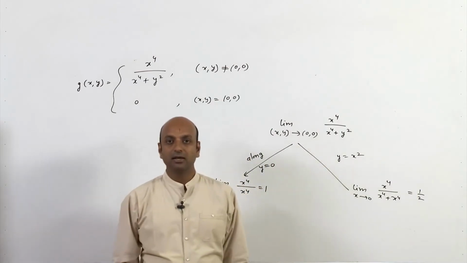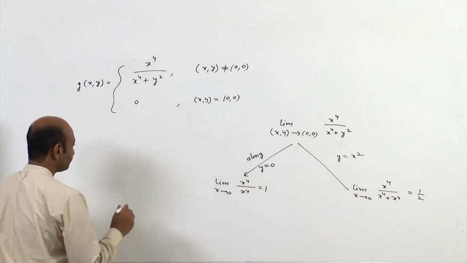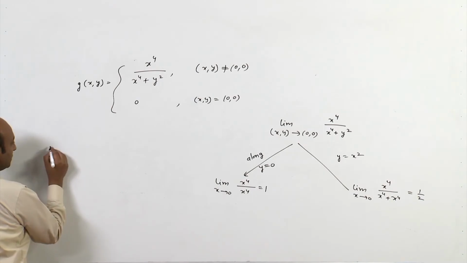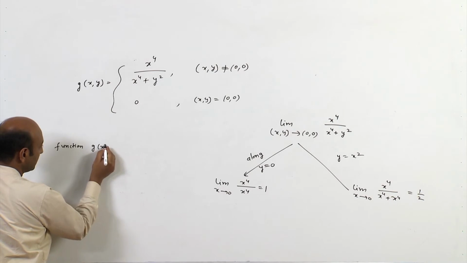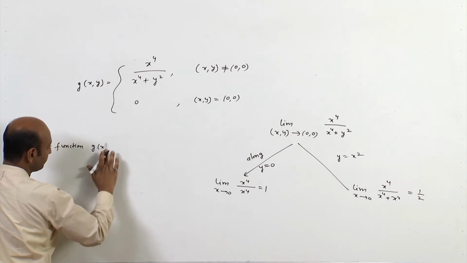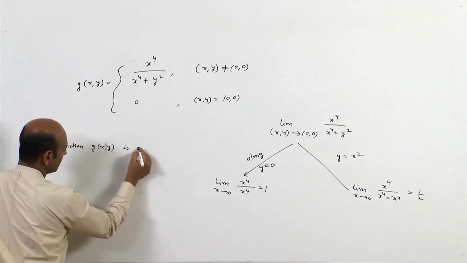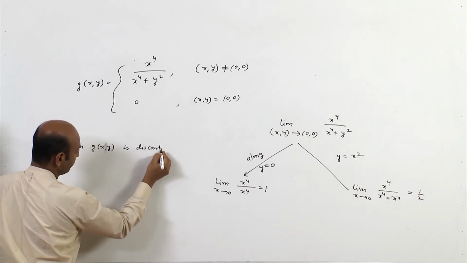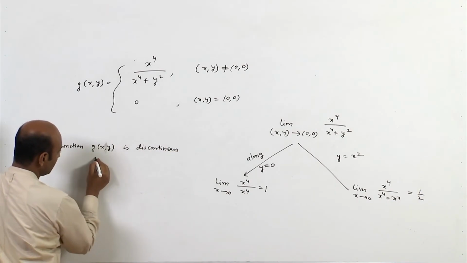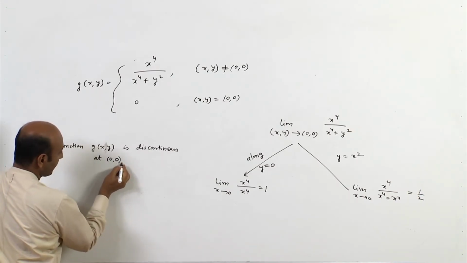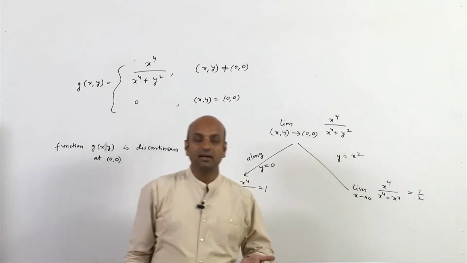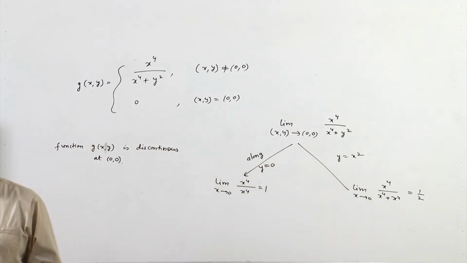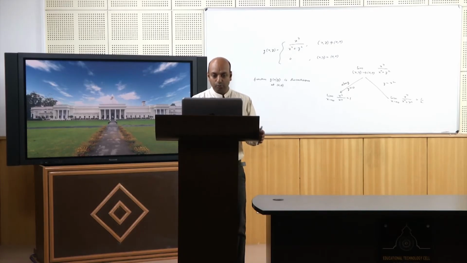So this means this limit does not exist, and hence we can say that the function g(x,y) is discontinuous at 0 comma 0, because the limit does not exist. Hence the function is discontinuous at 0 comma 0. Now we will see two more examples based on the continuity of a function at the origin.